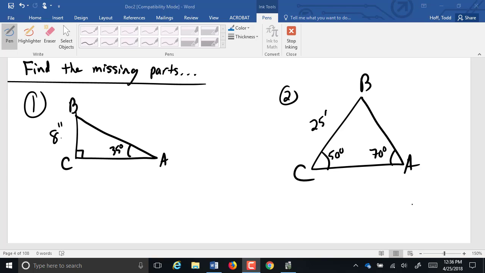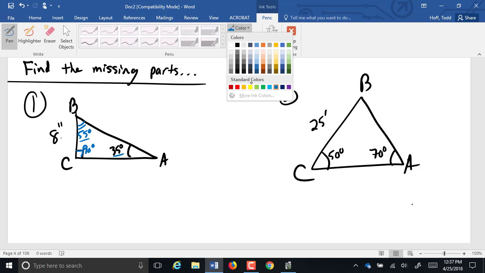So if we look at these problems here, trying to find the missing pieces. Number one here is pretty straightforward because we have a right angle here. We know this angle then has to be 55 degrees because those three angles have to add up to 180.